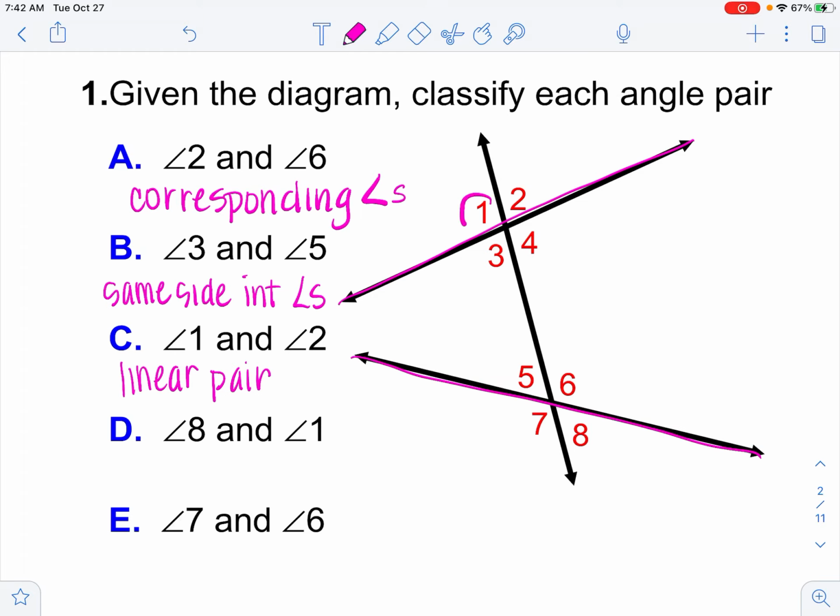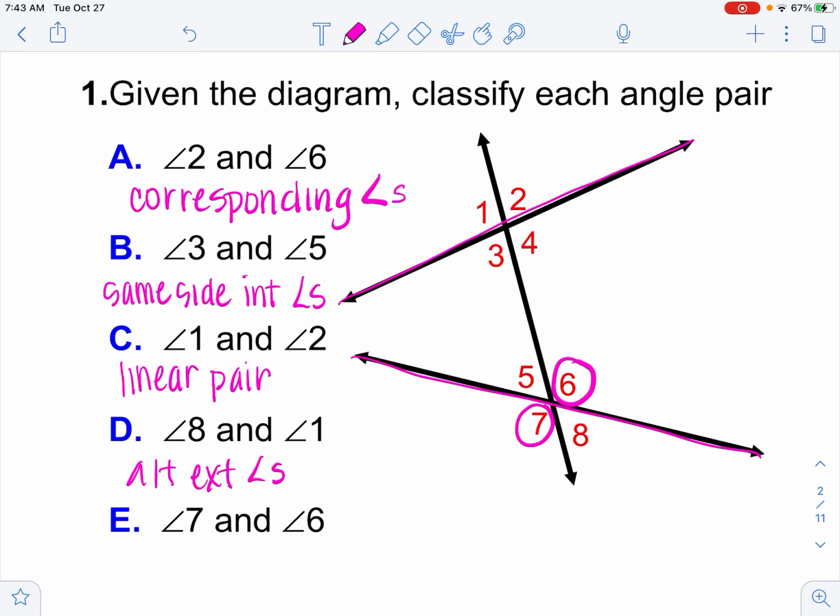All right, next 8 and 1. So here's 1, 8. If you notice, they're both on the outside of my double line, so they're exterior, and they're on alternate sides of the transversal. So alternate exterior angles. Last but not least, we have 7 and 6.